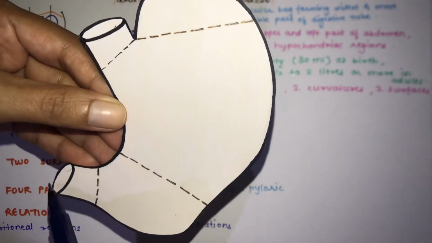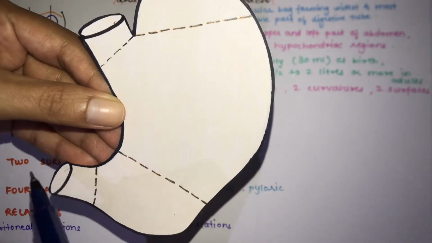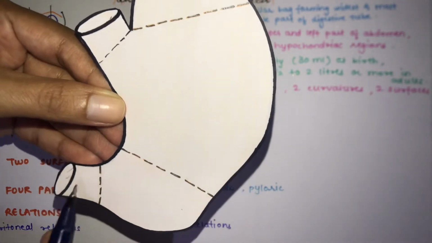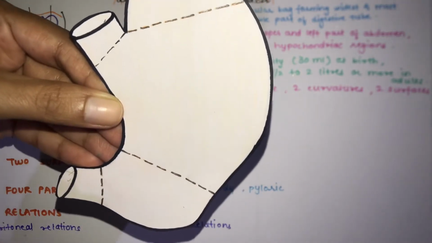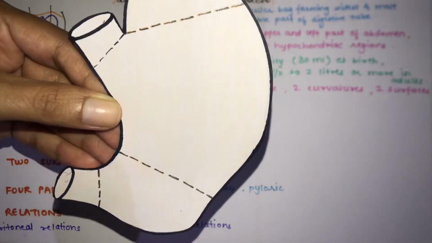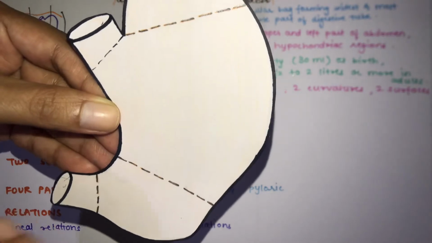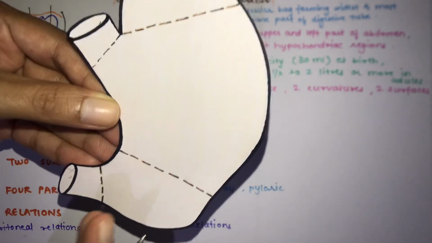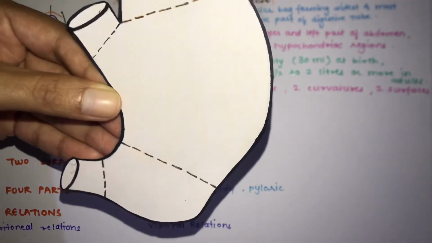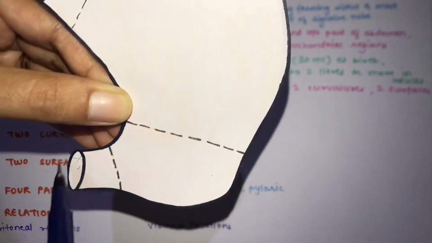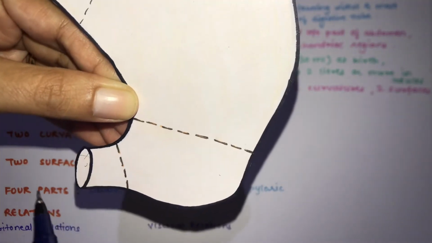Now over here, this is the next orifice, that is your pyloric orifice. This pyloric orifice opens into the duodenum. In an empty stomach and in a supine position, this orifice lies at around 1.2 centimeter to the right of the median plane at the level of vertebra L1. So this is the location of your pyloric orifice.